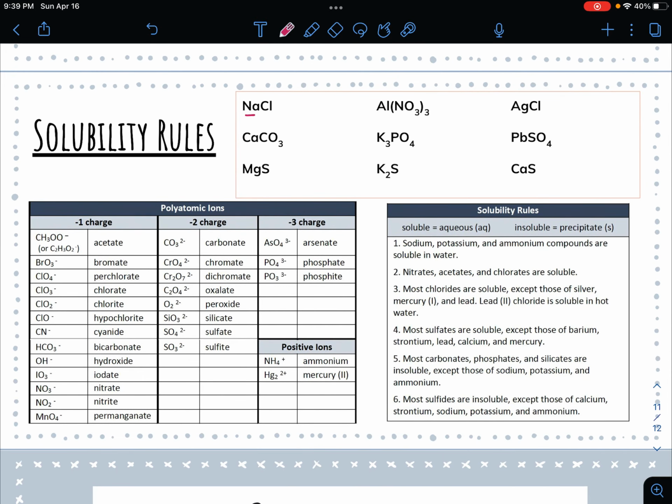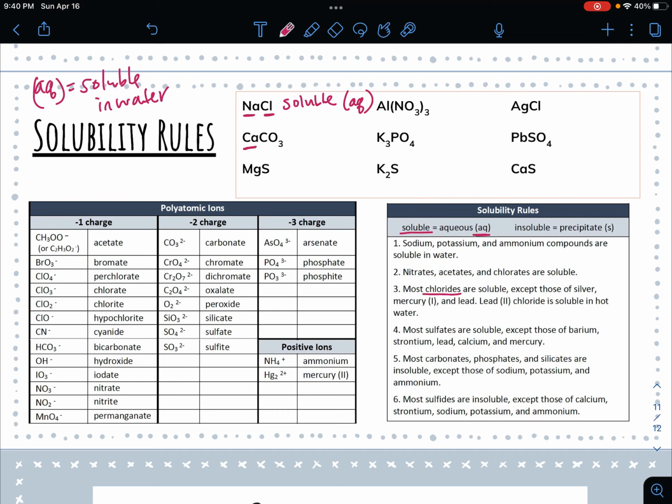Okay, so let's look at a few practice examples. So NaCl, right, that's sodium chloride. So I'm going to find my rule on chlorides. Rule number 3, it says they're soluble except silver, mercury, lead. Nothing about that is sodium. Okay, so that tells me that this is going to be soluble. If we have something that is soluble, a lot of times we use this symbol AQ. That tells us aqueous. All that means is, I'll write it over here. AQ just means soluble in water. That means it's dissolved. So if we have an aqueous solution, that means we have something dissolved in water.